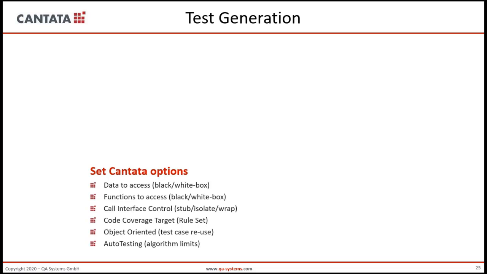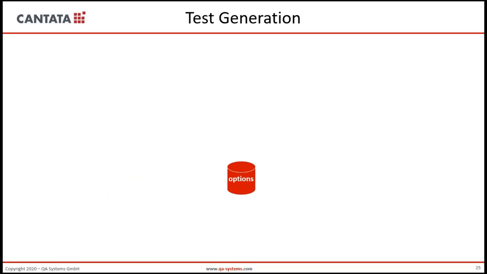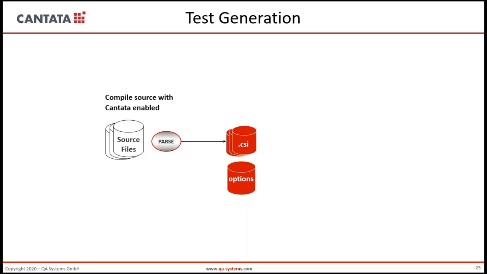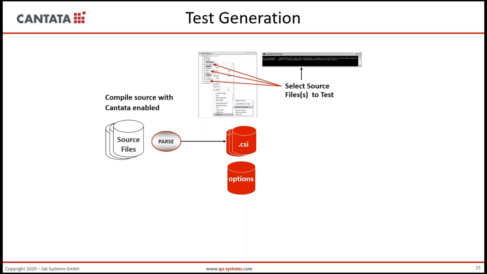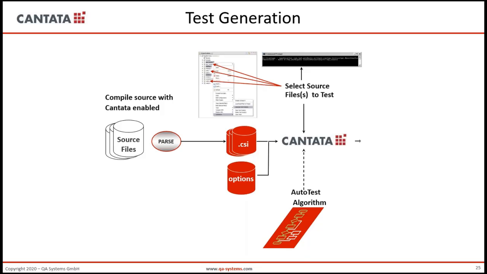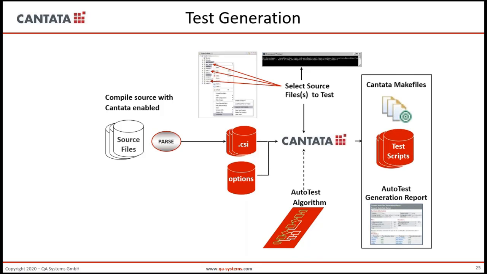The style of Cantata test generation is determined by various tool preferences and options. The source code is compiled with Cantata enabled to parse it and store detailed information in internal files. The user selects what source files to test via the user interface or command line and Cantata, using the tool preferences and options and the auto test algorithm, if you've selected that, generates test scripts in C or C++ and a makefile build system. And if you've implemented auto test, you also get a generation report.